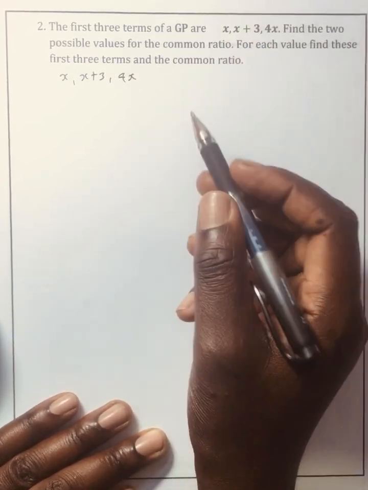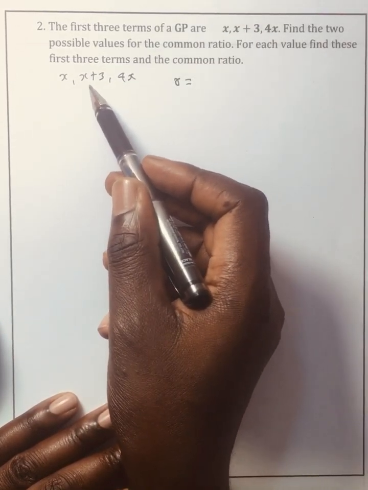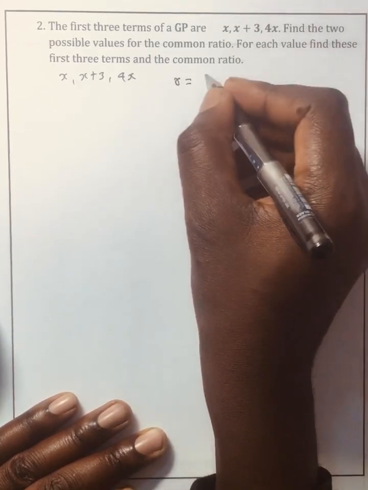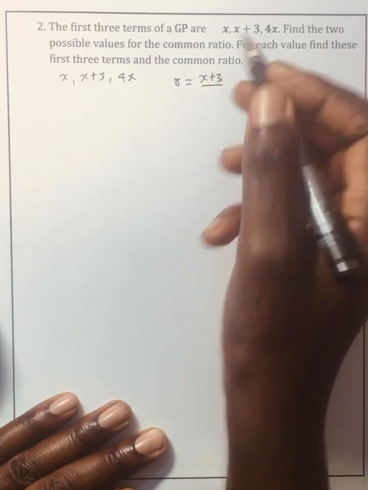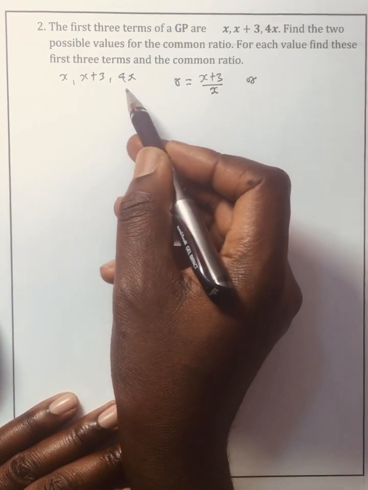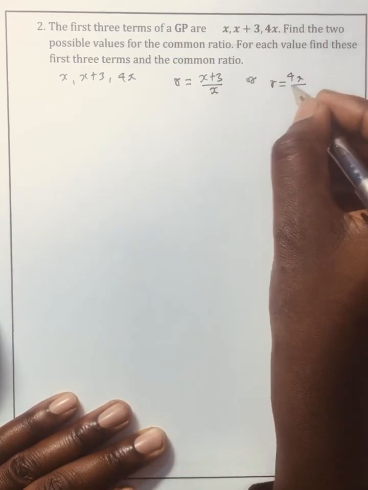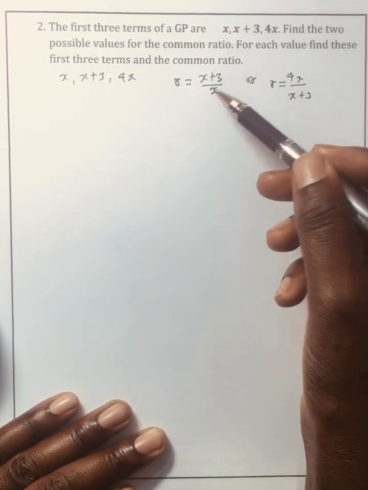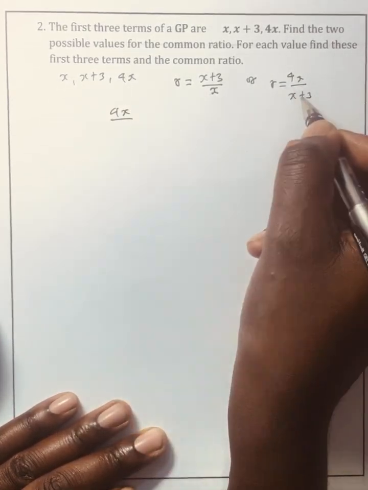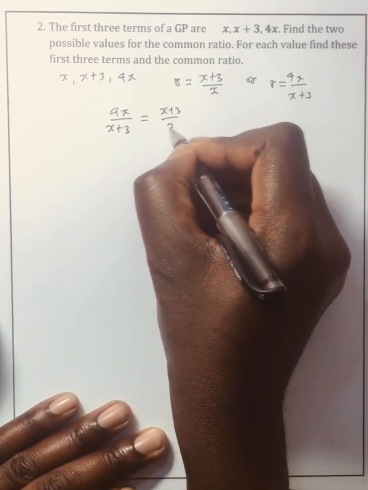So for us to get the common ratio denoted by r, we are going to divide a term by the preceding term. In the first case, we could take x plus 3 and divide by the preceding term, which is x. Or we could take 4x and divide by the preceding term, which is x plus 3. So this is r and that is r, so we could equate them, so that we have 4x over x plus 3 is equal to x plus 3 over x.